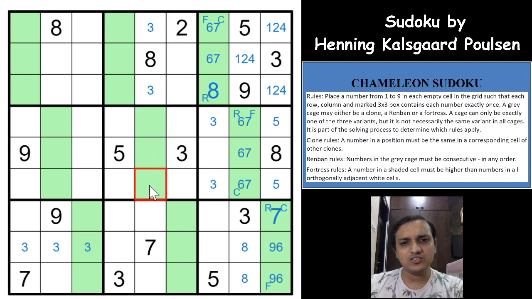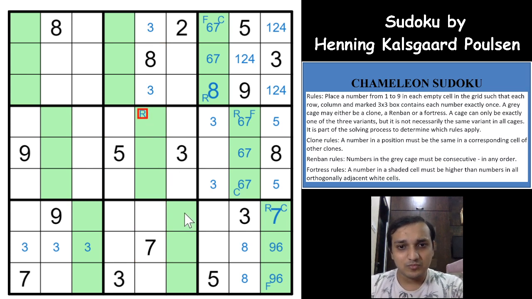Okay, so if you see this region now, this region cannot obey a Renban rule, because of the same logic here. Because of these 4 cells, you cannot have 3 consecutive distinct digits in these 3 cells. It is not possible. So you cannot have 1, 2, 3 or 2, 3, 4 or 3, 4, 5, and 5, 6, 7 and 6, 7, 8 is not possible, and 7, 8, 9 is not possible. So it cannot obey a Renban rule.